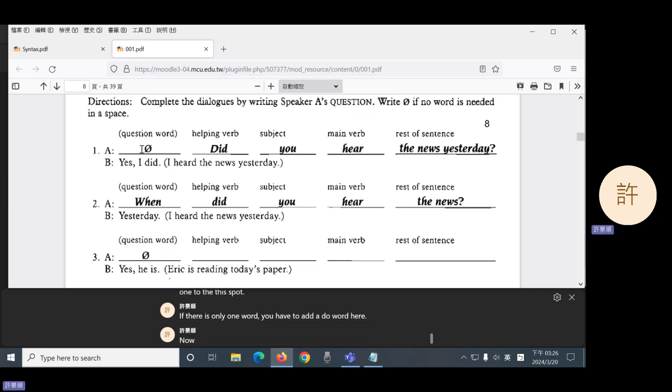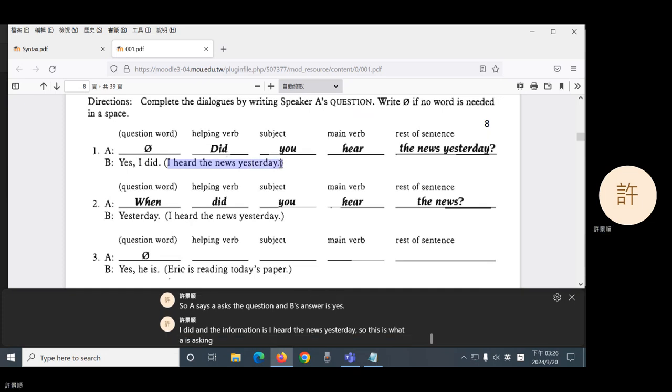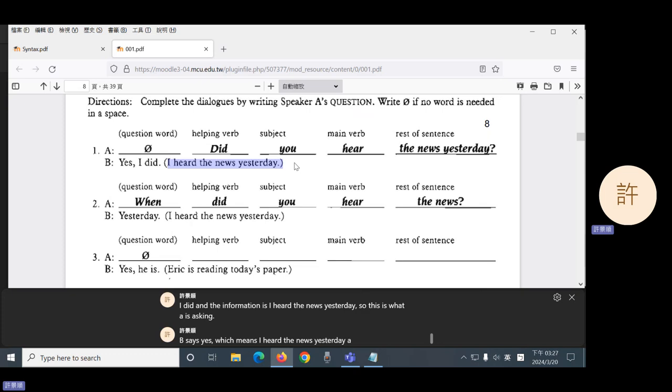Now, what exactly do you use to form these questions? The information is given to you in line B, right? So A asks the question and B's answer is yes, I did. And the information is I heard the news yesterday. So this is what A is asking. B says yes, which means I heard the news yesterday. A therefore is asking, did you hear the news yesterday?